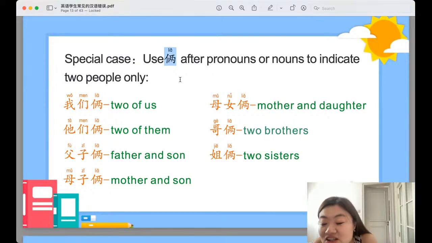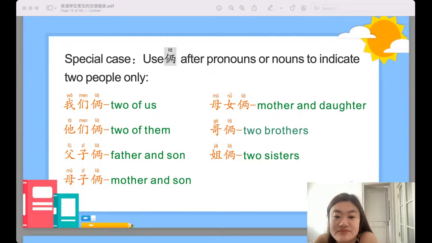哥俩: 哥 is older brother, but 哥俩 means two brothers. 姐俩 means two sisters. So we use 哥 and 姐 for 哥俩, brothers, but we don't say 弟俩. 弟 is younger brother, but we don't say that. Or we don't say 妹俩. We don't use the younger sister for two sisters. We only say 哥俩, brothers, and 姐俩, two sisters.